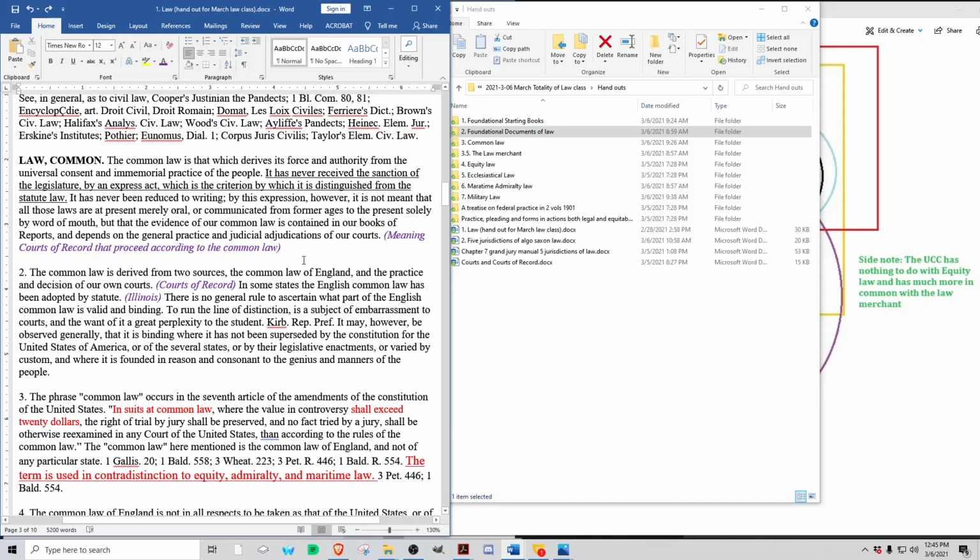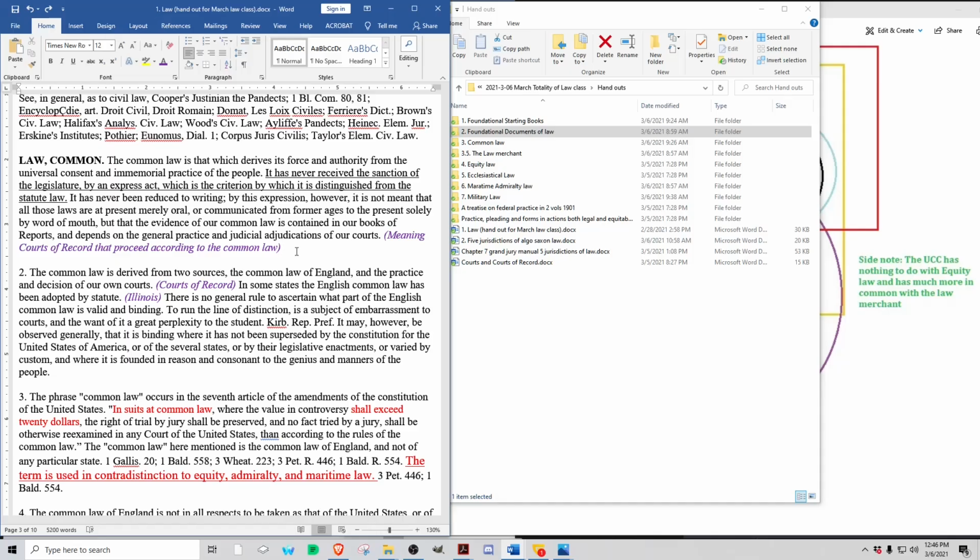So it has never been reduced to writing. By this expression, meaning the common law has never been reduced to writing, that's why it's unwritten, or most of it's unwritten. By this expression, however, it is not meant that all laws that are at present merely oral or communicated from former ages to the present solely by word of mouth, but that the evidence of our common law is contained in our books of reports.